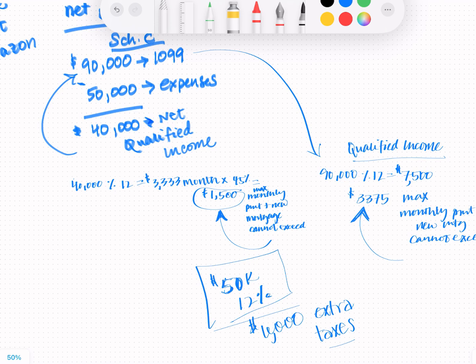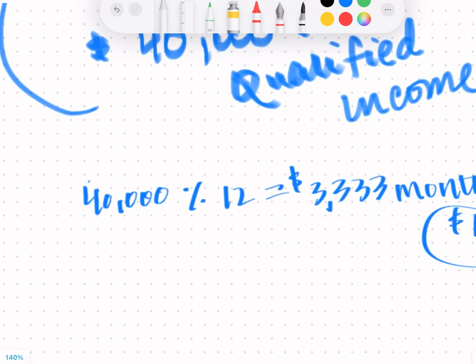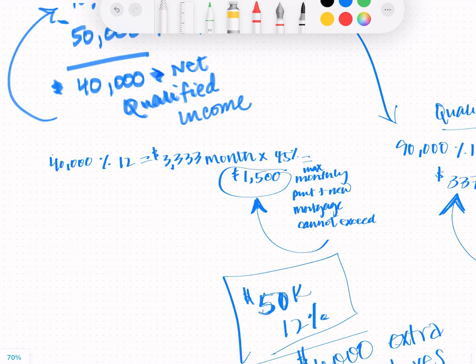Because if you're only reporting $40,000 in taxable income, that means that your maximum DTI based on that 45%, all you've got to do is multiply 45% times that monthly income that we just figured out, which was $3,333. If your net taxable income was 40 grand, your maximum debt payments, including your mortgage and anything on your credit, is going to be $1,500.